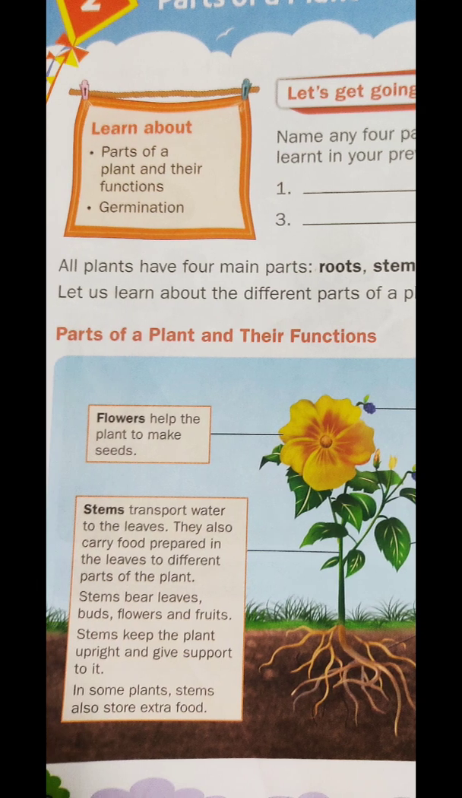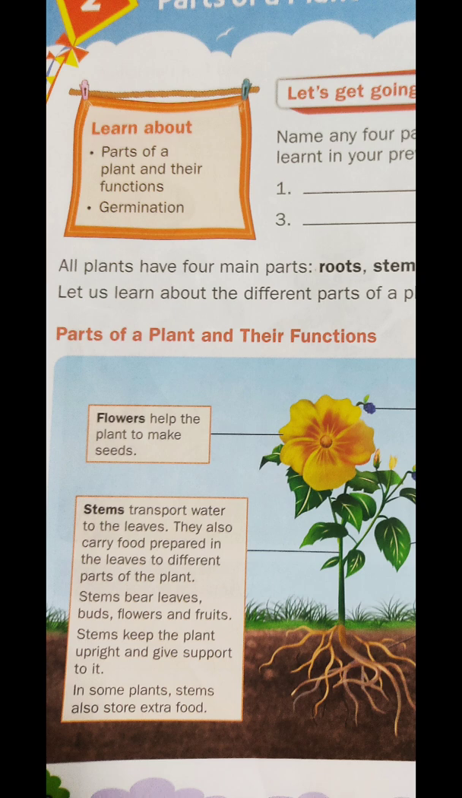Now on the left hand side we do have two other parts labeled here. One is flowers. Flowers help the plant to make seeds. How do we get seeds? Flowers help the plant to make seeds.